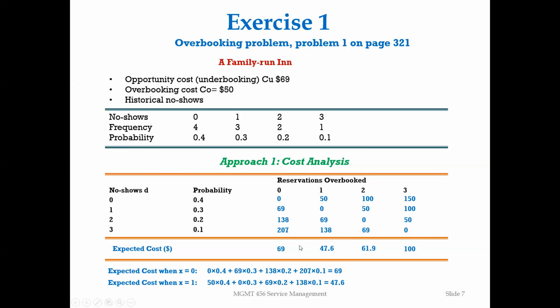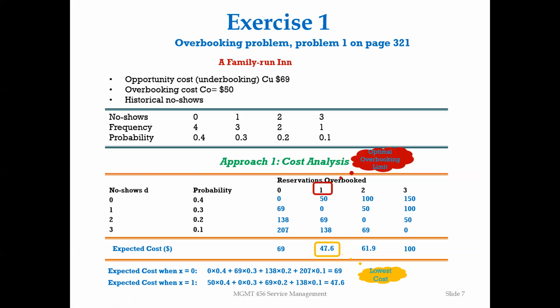So now we have the expected cost for each possible overbooking limit. So next, we compare these 4 different costs, we pick the lowest one. So look at these 4 numbers. Which one is the lowest one? The lowest one, obviously, is 47.6. So the lowest total cost is 47.6, which corresponds to an optimal overbooking limit of 1. So 1 is the optimal overbooking limit.